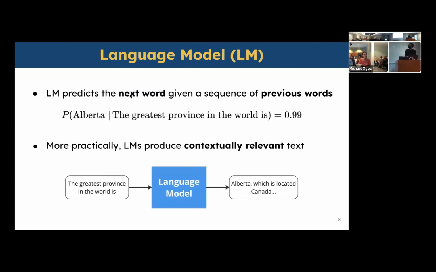So what's a language model? It simply predicts the next word. I thought this was a bit of a funny example, but I truly believe this is the greatest province in the world, even though that may not make sense geopolitically. But this is what we might expect a properly calibrated language model to say. More practically, language models help us to produce contextual and coherent text.